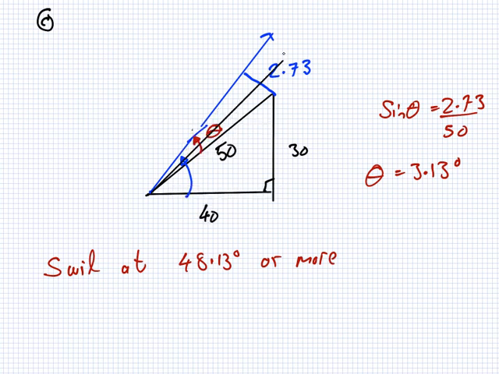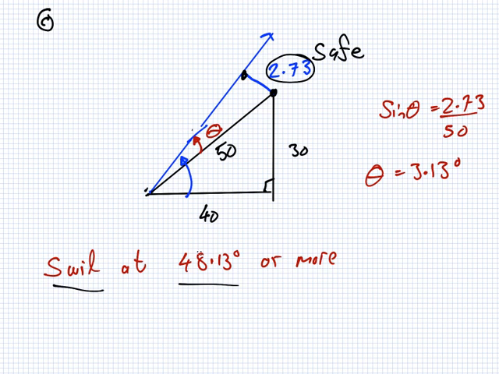It's smaller than what we're allowed. But it's okay to be bigger than this. It'll just make a bigger distance. So it has to sail at more than 48.13 degrees. And then it will be a safe distance away. This is the safe distance in the question.